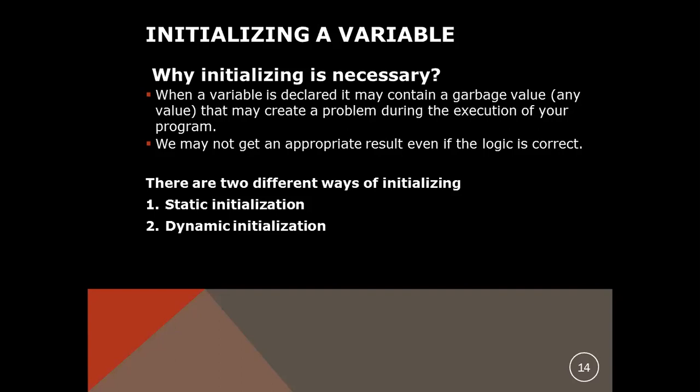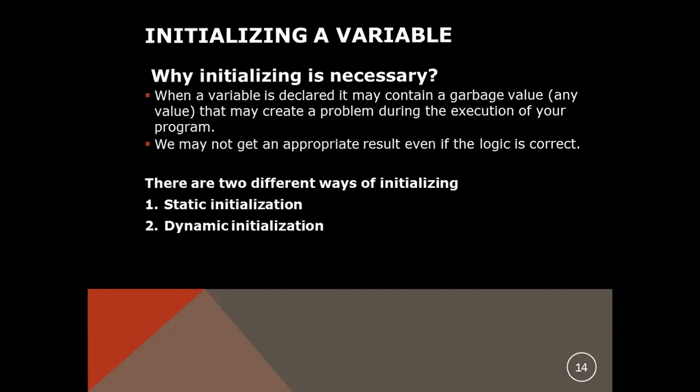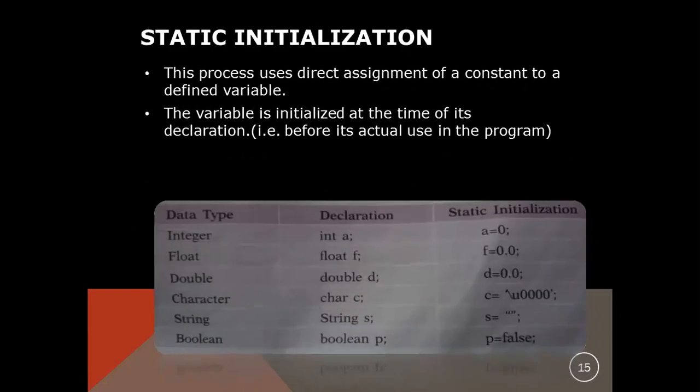Now there are two different ways of initializing, that is static initialization and dynamic initialization. First type of initialization is static initialization. In this process, we have a direct assignment of a constant to a defined variable, or a variable is initialized at the time of its declaration only, that is before its actual use in the program. Like in the table you can see, as soon as we declare a variable, say int a, we are assigning a value 0 to a. Similarly, float f, we are assigning a value 0.0 to float f.